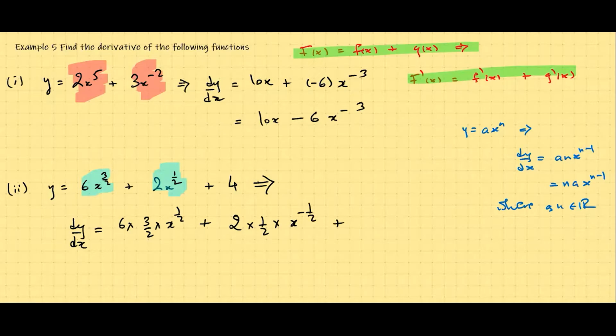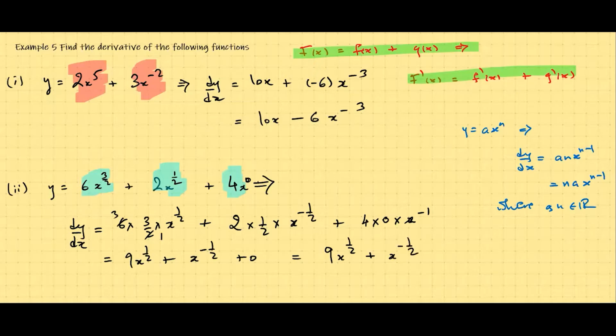And last but not the least, we differentiate this. Now, that can be thought of as 4 times x to the 0. So we multiply by the power and we subtract 1 on the power to get minus 1. And of course, this can be tidied up. So 6 times 3 over 2, I can cancel things to say 9x to the half. And then the other one could be x to the minus a half. And finally, the last term would just be 0, which can just be written as 9x to the half plus x to the minus a half.